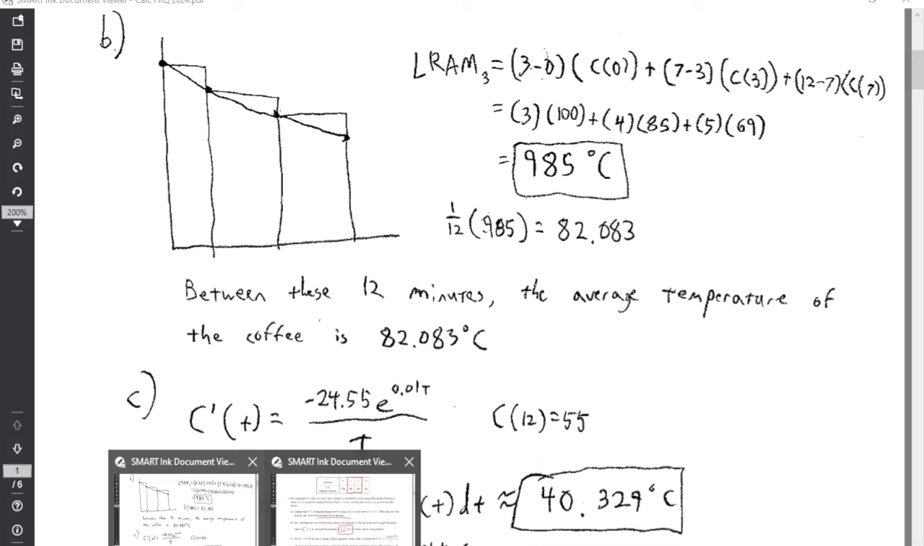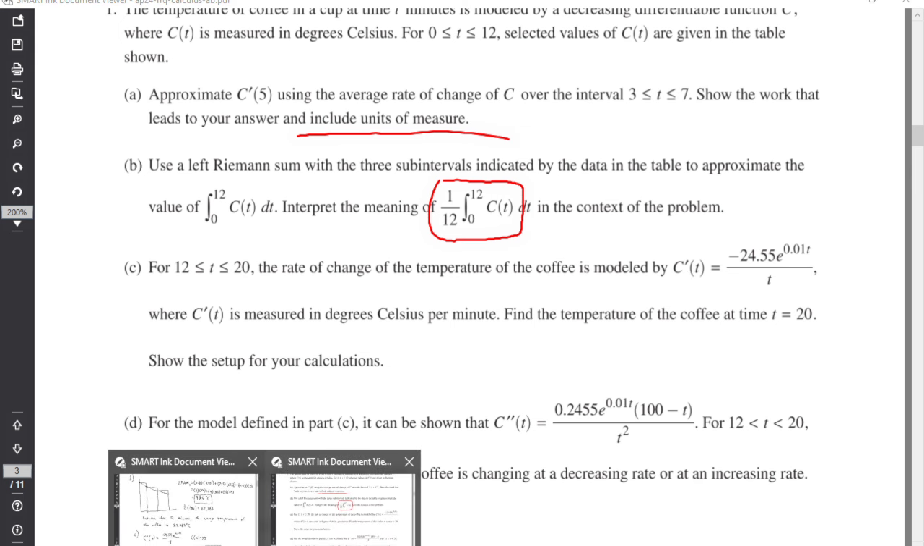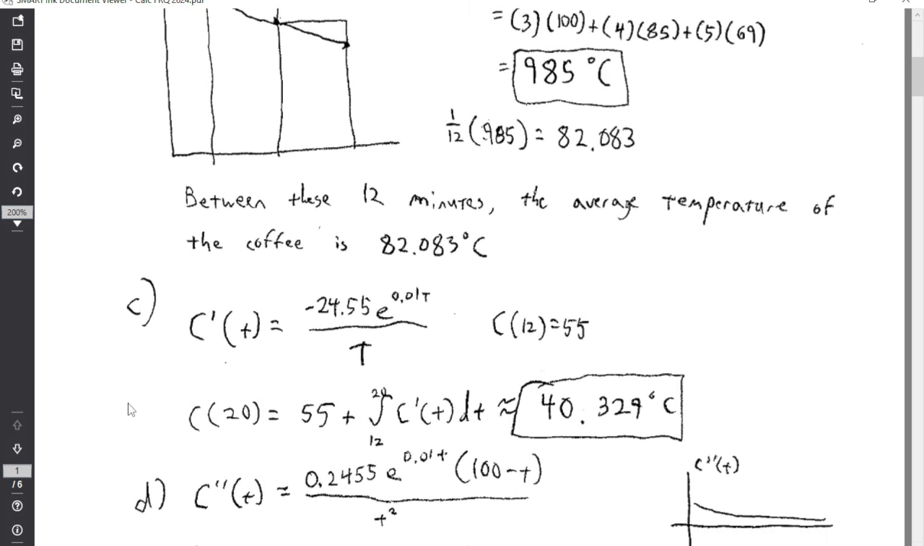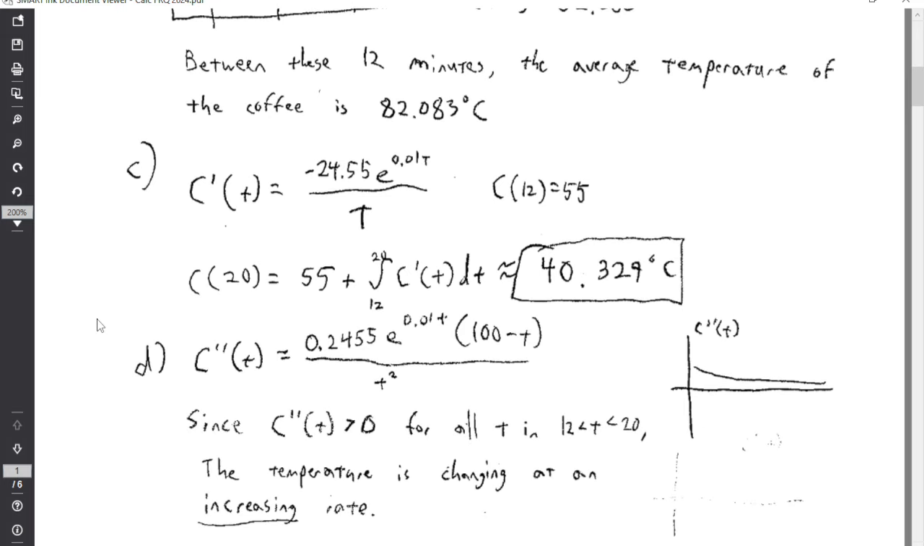Then for part D, it gives us a second derivative, C double prime, and then asks whether the temperature is changing at a decreasing rate or an increasing rate. Is the rate of the rate, which is what the second derivative tells us, increasing or decreasing? And that's whether that second derivative is going to be positive or negative. And we can see there's a little sketch of the graph of C double prime. C double prime is positive throughout that, so we're changing at an increasing rate throughout.